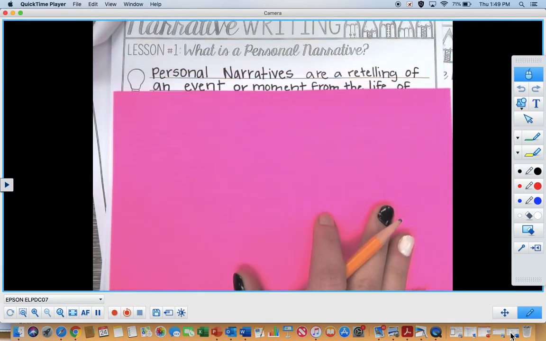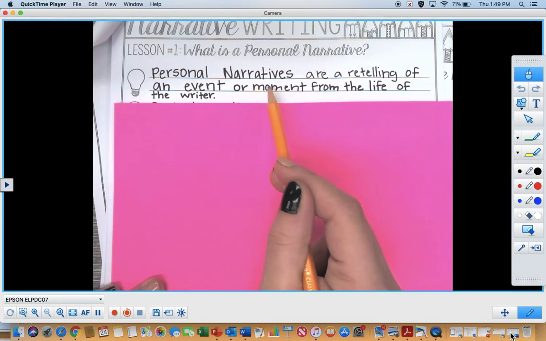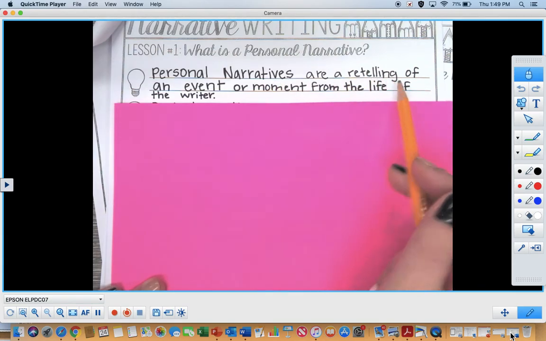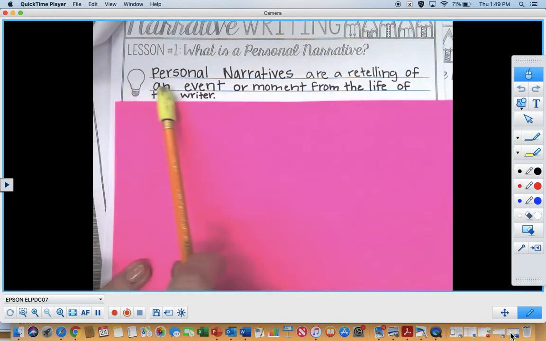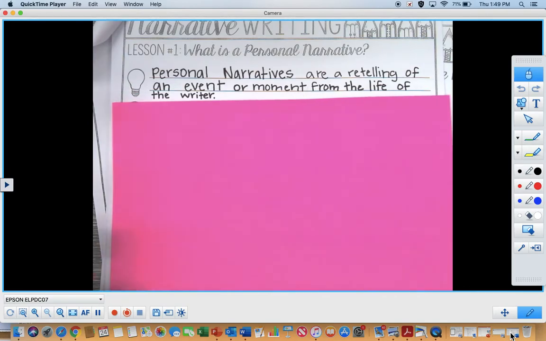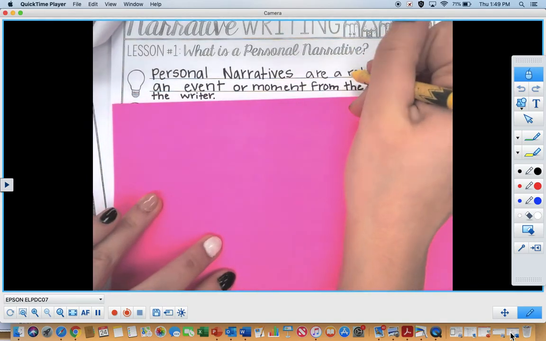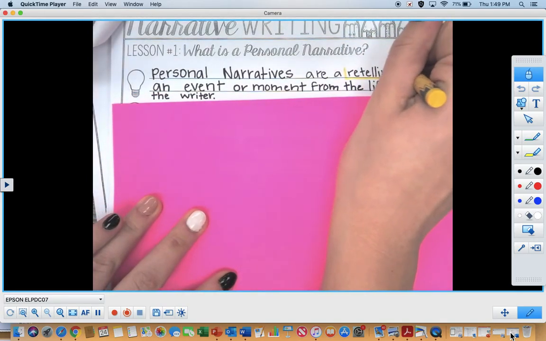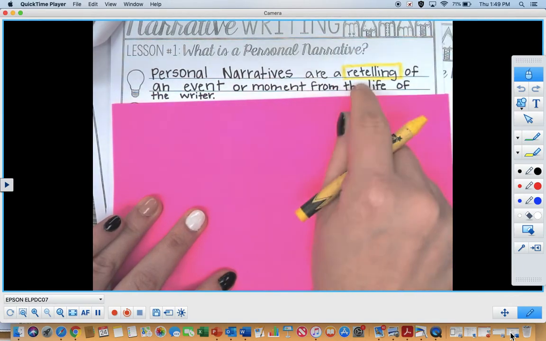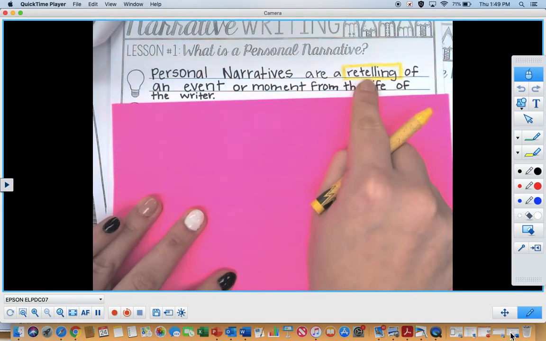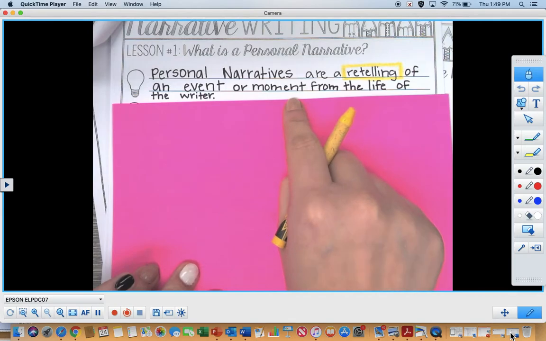Our first thing that makes a personal narrative is personal narratives are a retelling of an event or moment from the life of the writer. You are copying this down with your pencil. As we've talked about before, personal narratives are just you telling a story about something that has happened in your life. I'm going to go ahead with my crayon and box the word retelling, because a retelling is something that's already happened. We're not going to write a personal narrative about something in the future because it hasn't happened yet. This is going to be something that has already happened. It's a retelling. Again, pause the video if you need extra time to copy this down.